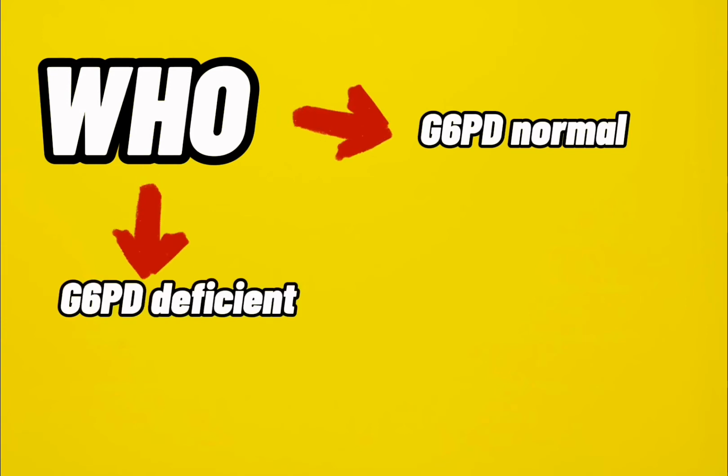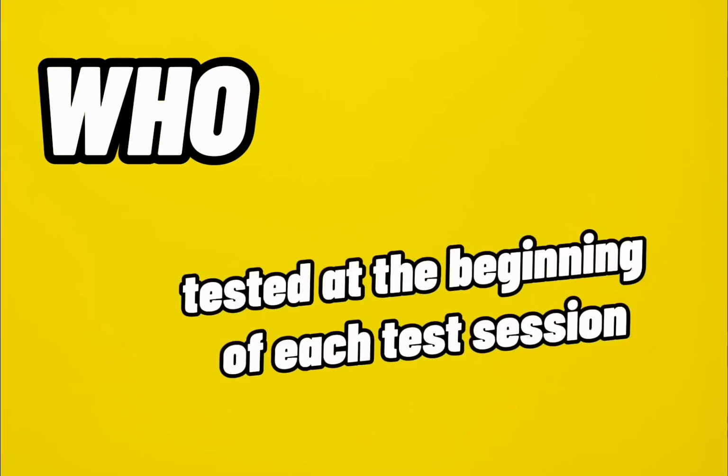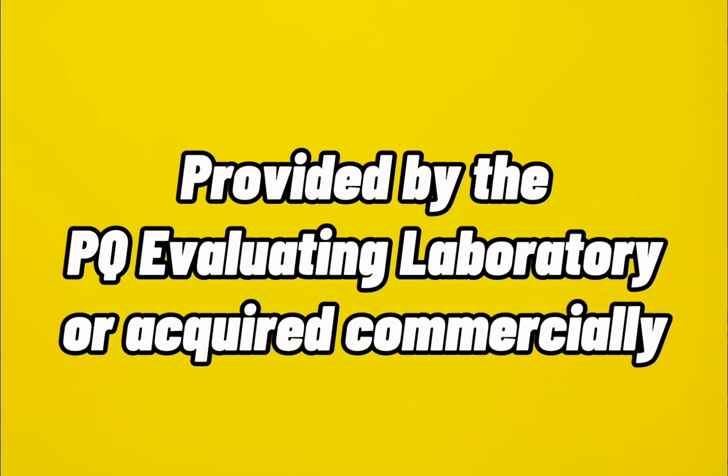Next, external quality control specimens. The WHO PQ evaluating laboratory supplies two external quality control specimens, one G6PD normal and one G6PD deficient. These are tested at the beginning of each test session. The QC specimens are provided by the PQ evaluating laboratory or acquired commercially.